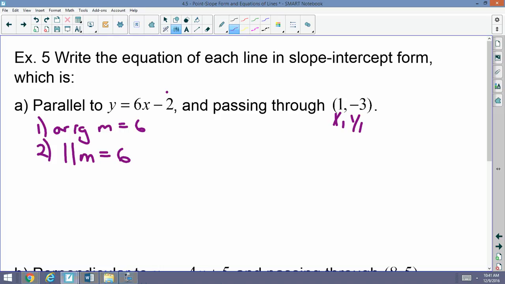Remember we have y equals mx plus b? So m is the slope. Since it's a parallel line, and parallel lines have equal slopes, m has to equal 6 for the parallel line as well.